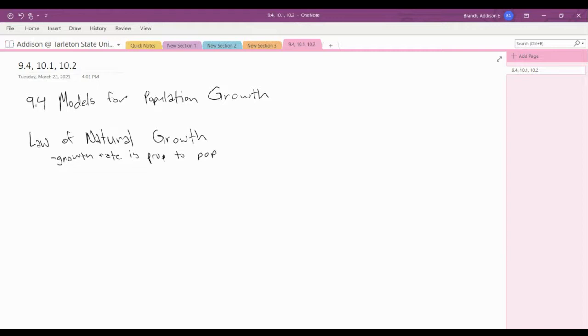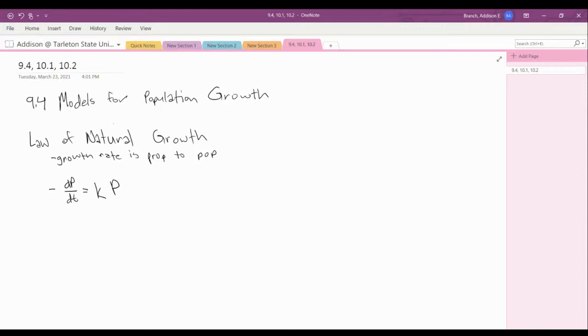So as our population gets bigger, the rate at which our population is growing also gets bigger. If we have a small population, then that population will not be growing very fast either. When we talked about this last week, we defined this as dP/dt equal to some constant k times our population. This week we're going to expand on our law of natural growth a little bit more.